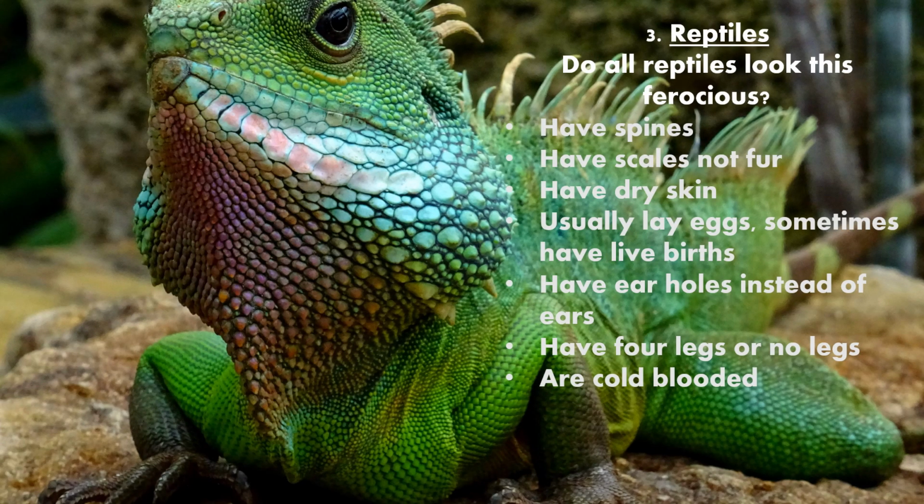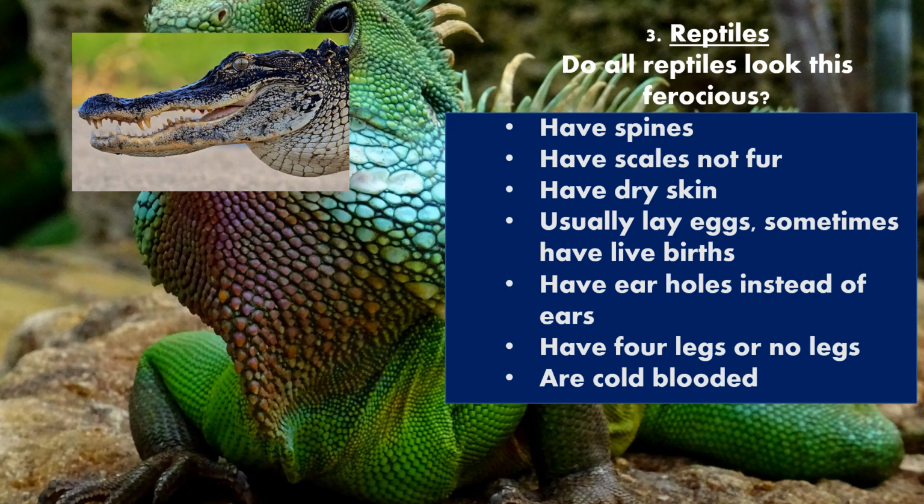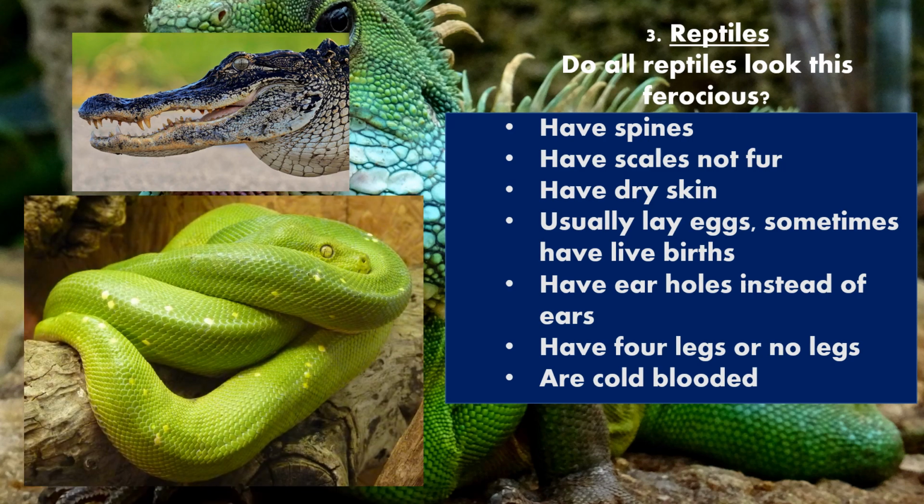Reptiles. Do all reptiles look this ferocious? Okay, what are the characteristics? They have spines. They have scales, not fur. That's right. They have dry skin. They usually lay eggs, sometimes have live births. And they have ear holes instead of ears, have 4 legs or no legs, and are cold-blooded. Okay, so what are our examples? Oh, of course, the alligator or crocodile, and a snake that has no legs, so that would be perfectly all right. And they do have lovely dry skin.